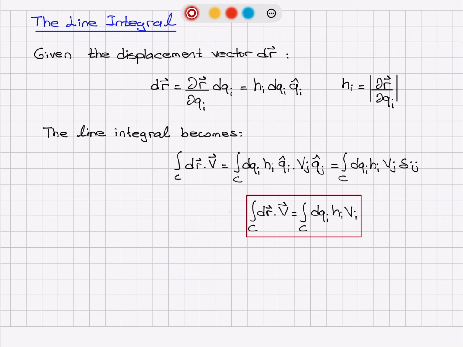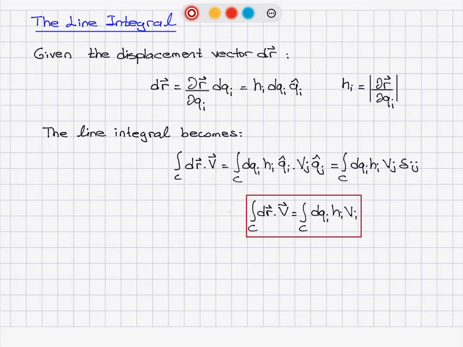So we started out by writing the displacement vector in curvilinear coordinates. We take a partial derivative of the position vector with respect to qi and multiply it by dqi. This is how we express the differential displacement vector in multivariable calculus. So this is actually a summation over i. And for del r del qi, I can replace it by the unit vector qi hat multiplied with the scale factor, the magnitude of del r del qi.